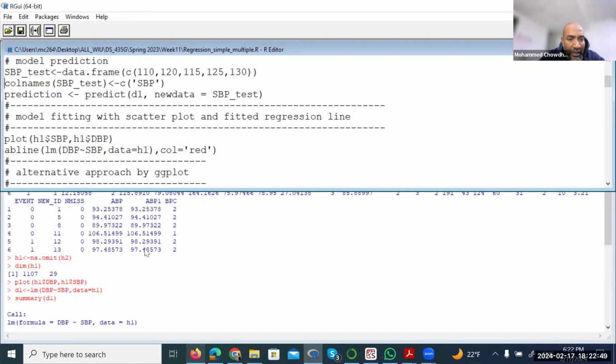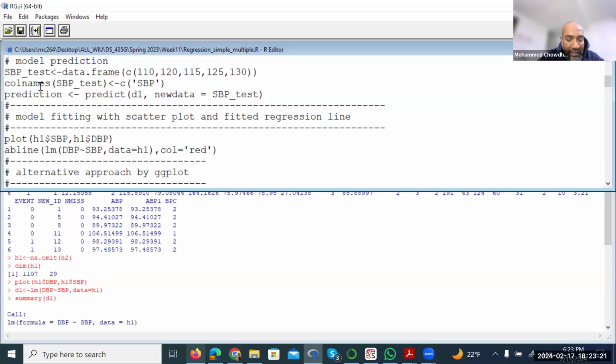So here DBP was my dependent variable and SBP was my independent variable, and systolic blood pressure is always the higher reading one. When blood pressure measurements are taken, there are two readings. Higher reading is called the systolic blood pressure and lower reading is called the diastolic blood pressure. So we want to predict the lower reading when the higher reading is given. So we consider a higher reading value. That means new SBP data values are 110, 120, 115, 125, 130.